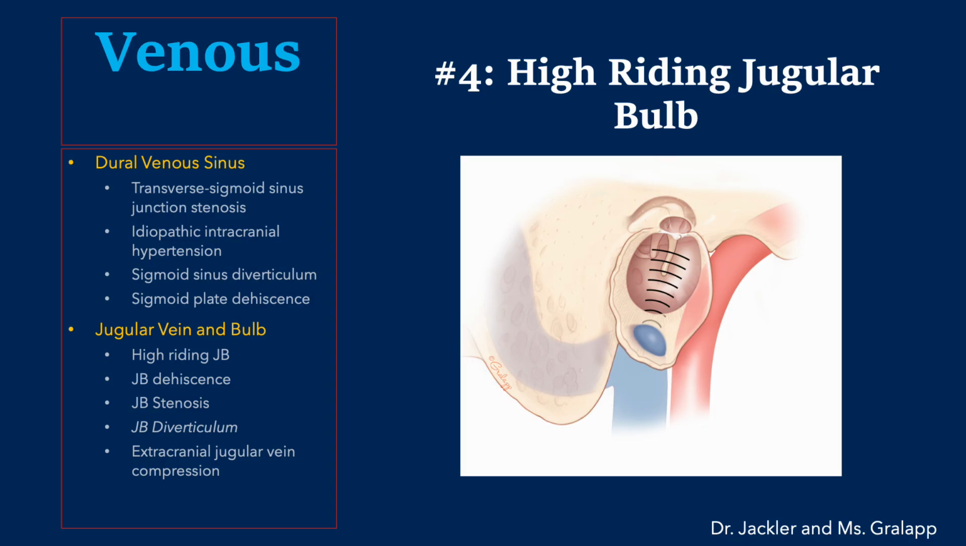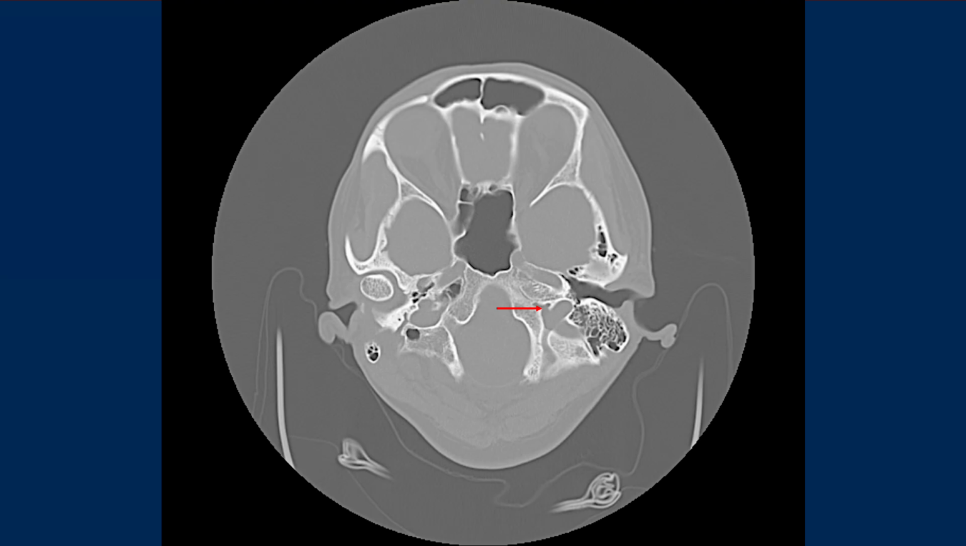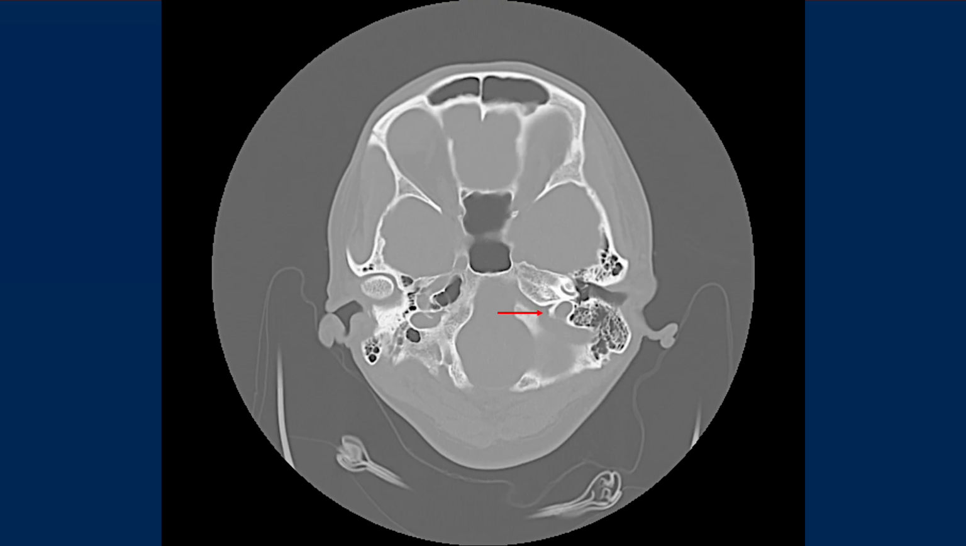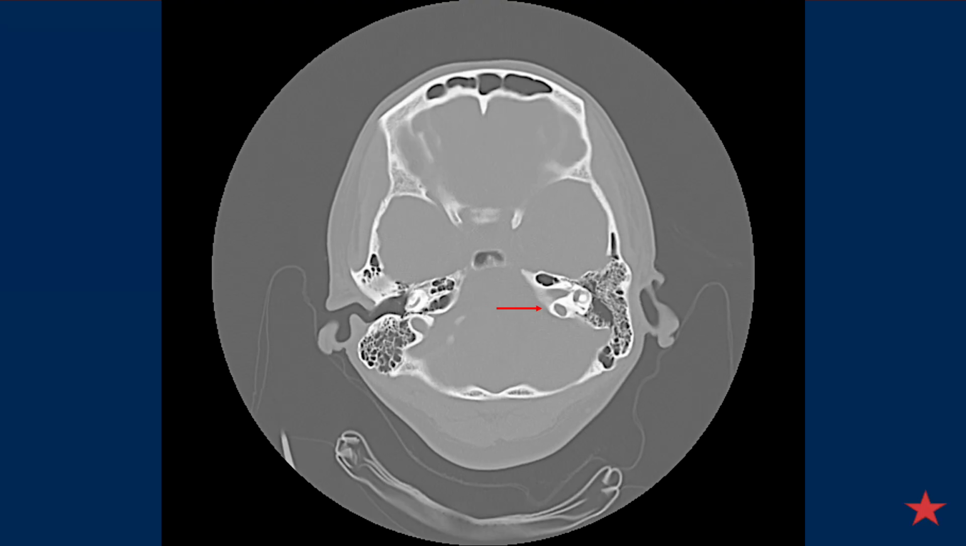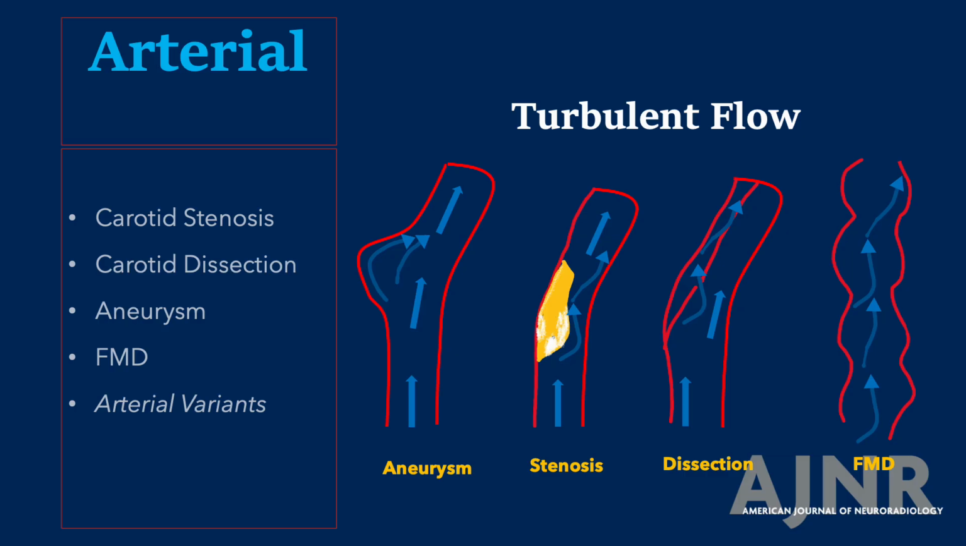A high right jugular bulb can lead to abnormal sound conduction to the middle ear. As we scroll through the axial images, the jugular bulb rises at least to the level of the basal turn, or IAC. Next, we will discuss the arterial category.